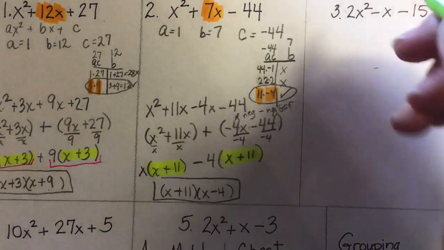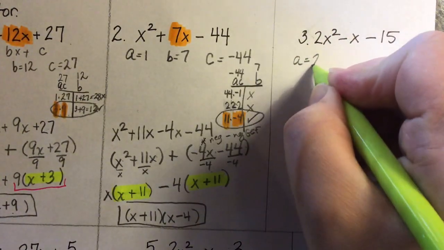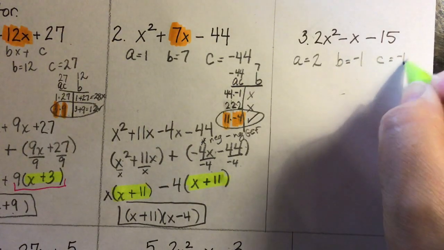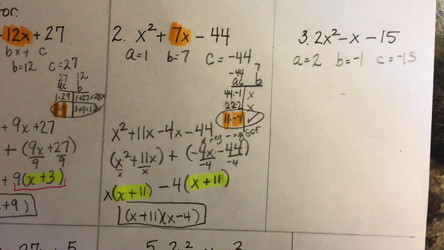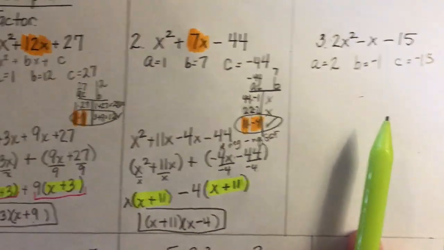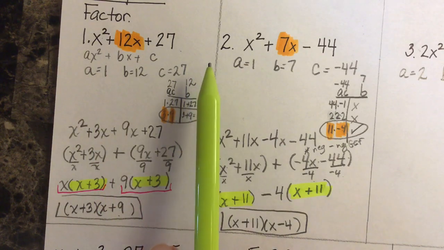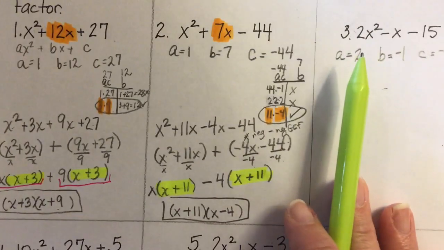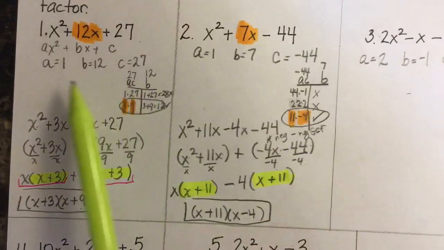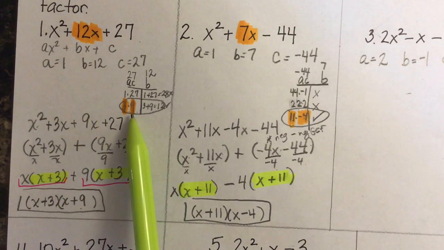Now, I want to name A, B, and C from this example here and then talk about the difference. A is 2, B is negative 1, C is negative 15. Now, when I look at this, what is the difference between number 3 compared to number 2 and number 1? Hopefully you see the difference is for number 3, A is 2. For number 2 and number 1, A is 1.